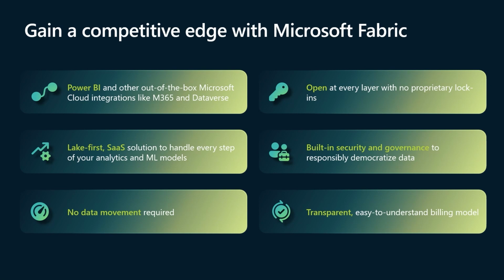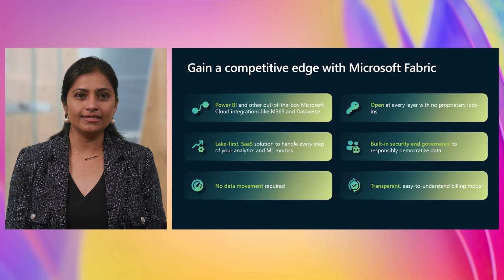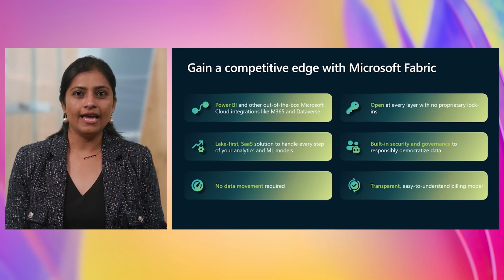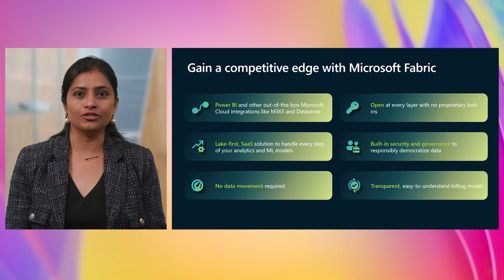So to review, with Microsoft Fabric, you gain competitive edge with a lake-first SaaS solution to handle all your data needs with no data movement. Microsoft Fabric is open at every layer with no proprietary lock-ins. It comes with built-in enterprise security and governance to empower your teams to responsibly share and collaborate with data. Microsoft Fabric empowers business users with deeply integrated Microsoft Office and Teams experiences. Microsoft Fabric also delivers AI copilots to accelerate analytics productivity, help you discover insights faster, and better prepare your data for your custom AI-enhanced solutions.